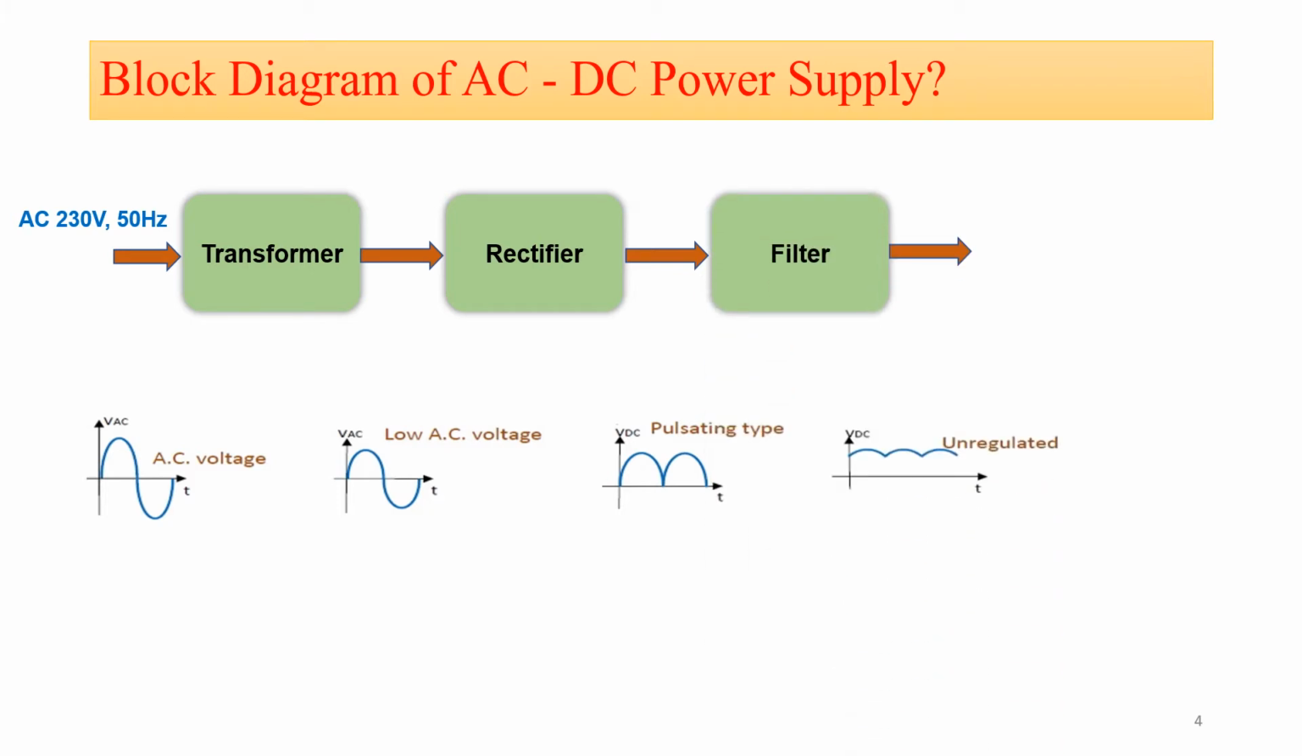Now if you observe the output of your rectifier, we are getting a pulsating type of signal. Now what is meant by pulsating? Actually the output of your rectifier should be a DC signal, but the output of your rectifier contains some AC signal also. That's why the output of your rectifier is nothing but the combination of an AC signal as well as a DC signal. That's why the output of your rectifier is called pulsating DC.